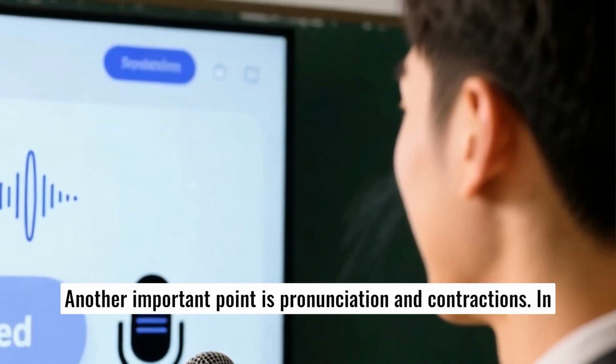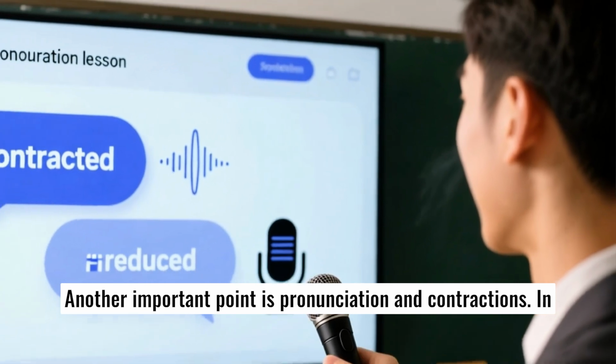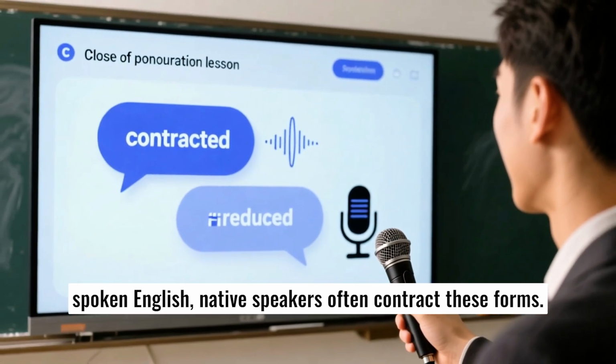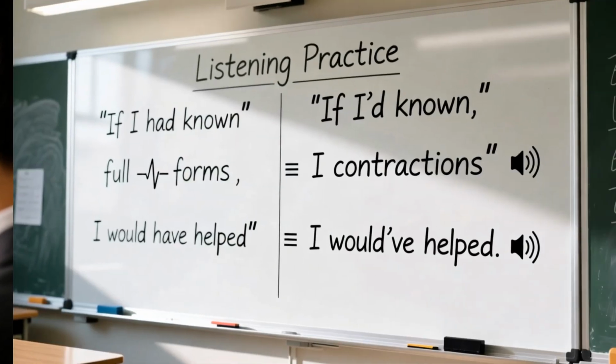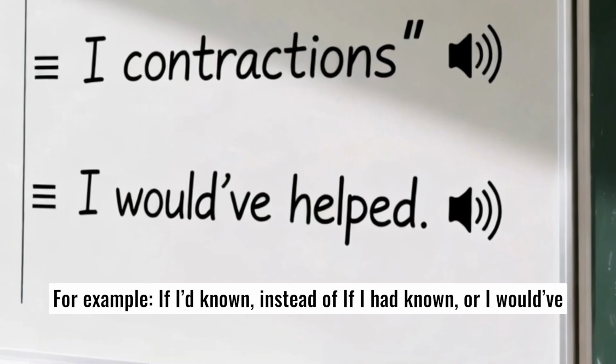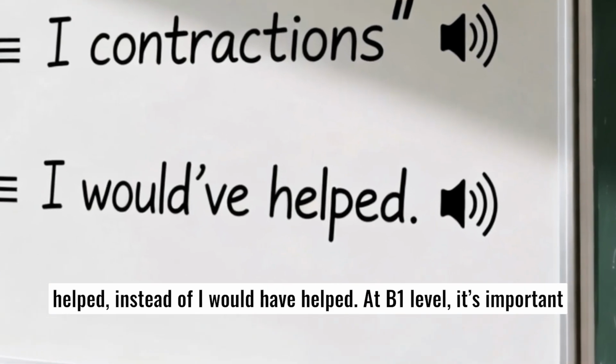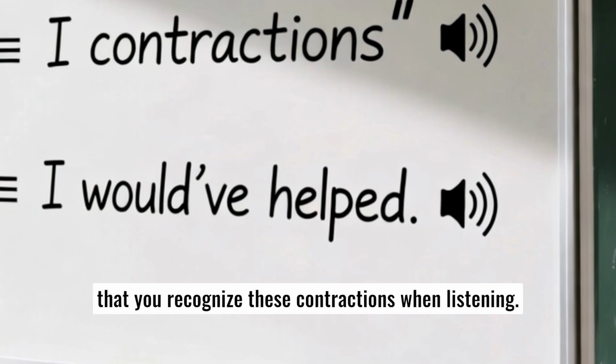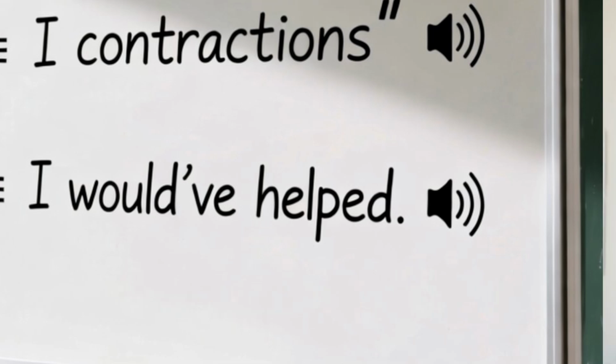Another important point is pronunciation and contractions. In spoken English, native speakers often contract these forms. For example, if I'd known instead of if I had known, or I'd have helped instead of I would have helped. At B1 level, it's important that you recognize these contractions when listening.